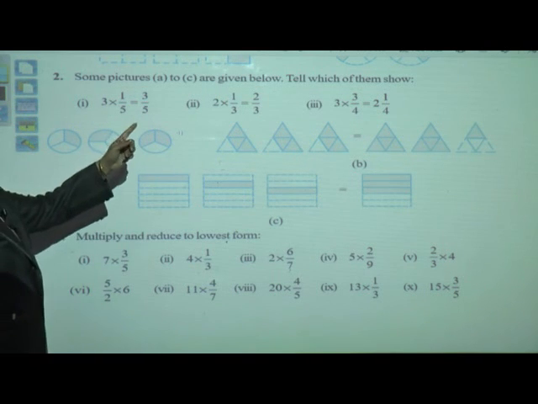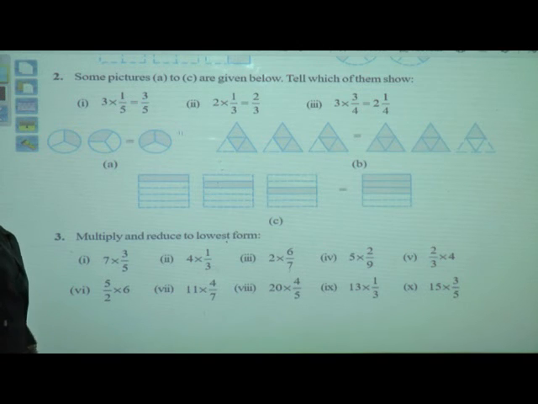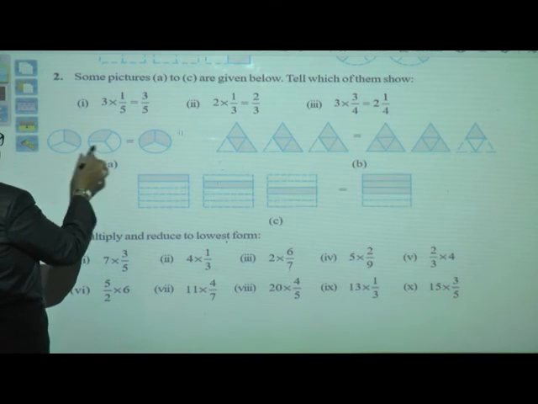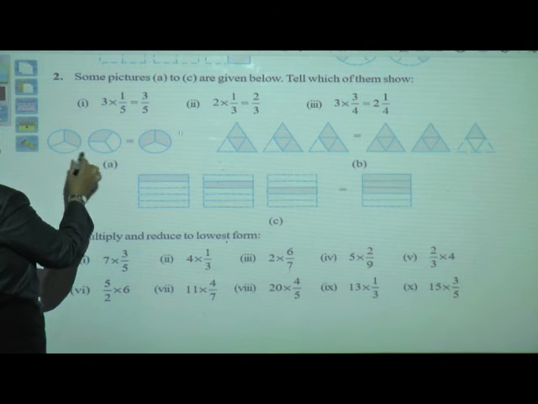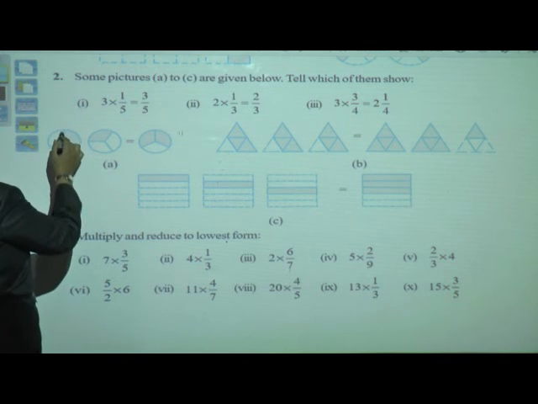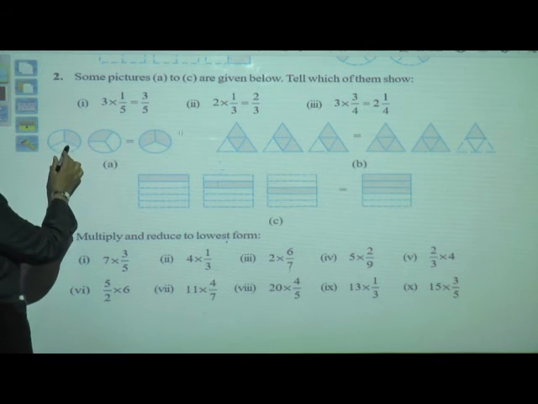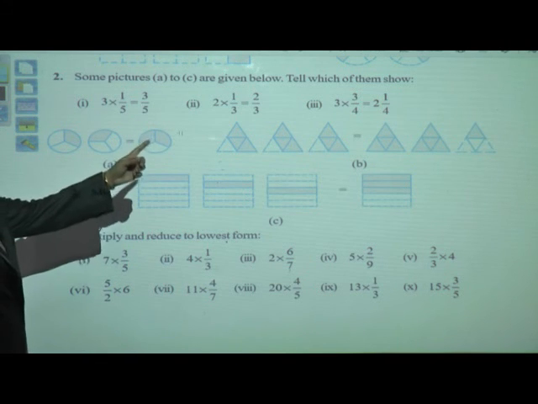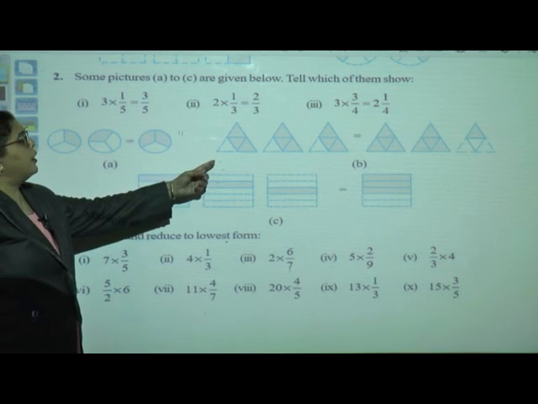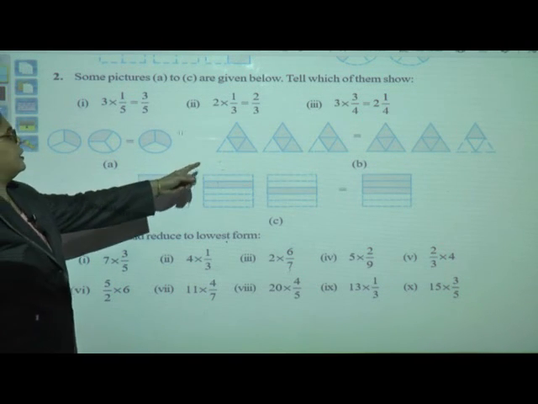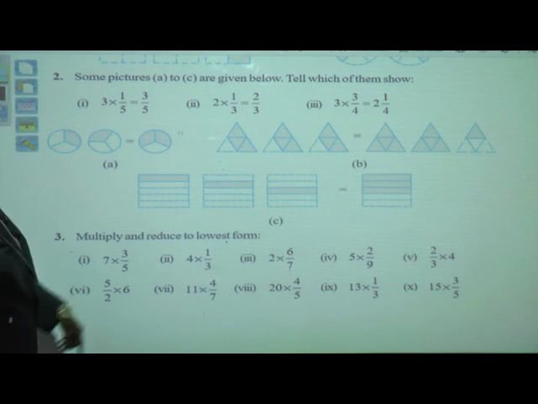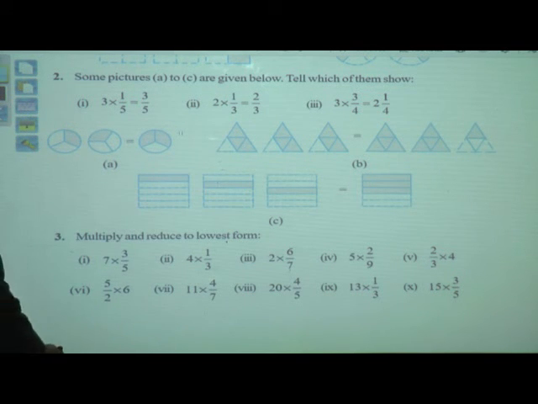The second one is 2 whole multiplied by 1 upon 3. Where are the 2 whole figures? Yes, we are having 2 whole figures here. 1 upon 3 means out of 3 parts, 1 is shaded. So the second will be matched to A. And the last, the third, will be matched to B1, because we are having 3 triangles and 3 upon 4 means out of 4 parts, 3 parts are shaded. Now we will see another example.